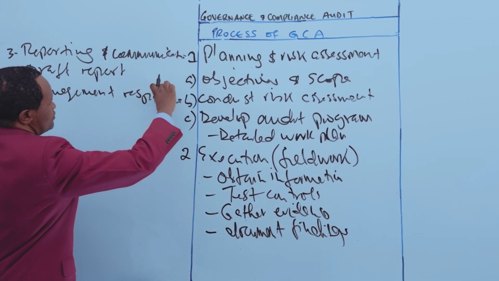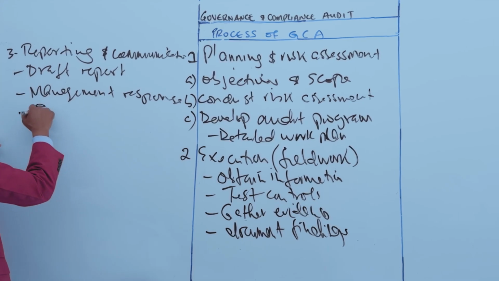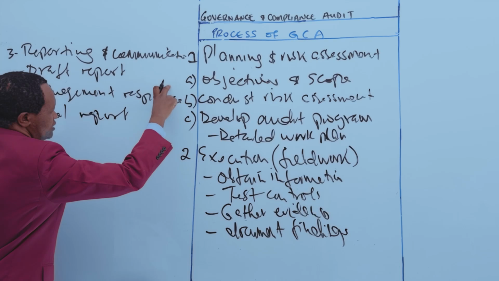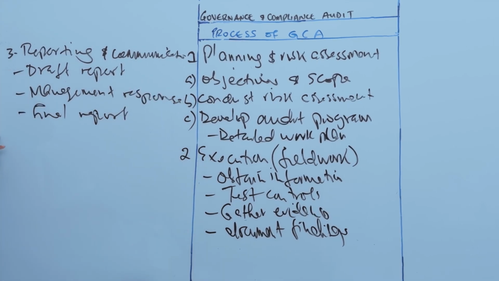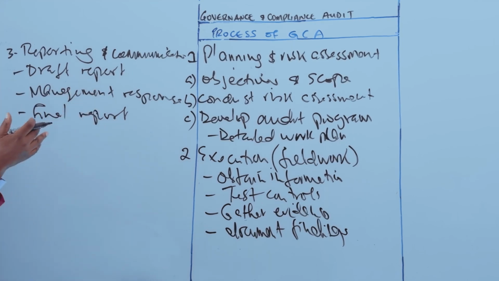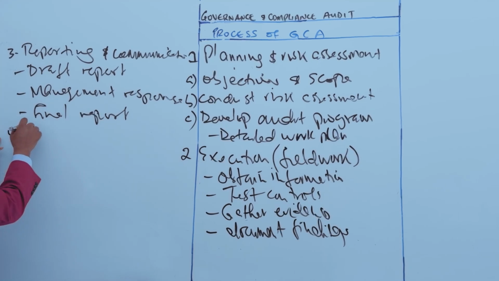After receiving the response from management, the auditor then drafts the final report, which should contain the management's response. While drafting or issuing the final report, the auditors must incorporate the management action plan into the final document and distribute it to the audit committee, which is then escalated to the board and senior management. So that is the third stage. The fourth stage is follow-up.